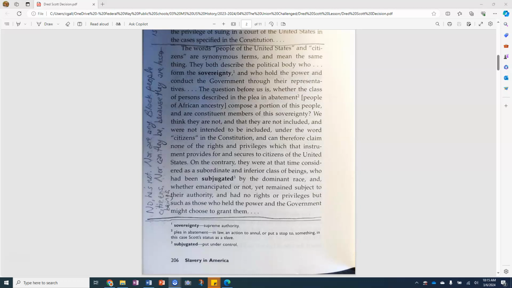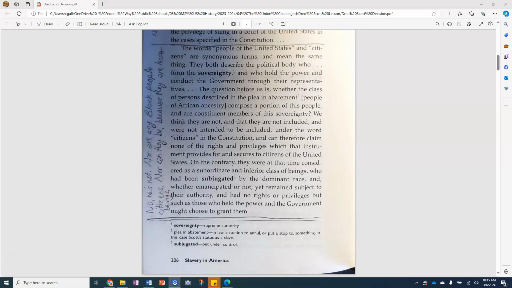On the contrary, they were at that time considered a subordinate and inferior class of beings who had been subjugated by the dominant race, and, whether emancipated or not, yet remained subject to their authority, and had no rights or privileges, but such as those who held the power and the government might choose to grant them.